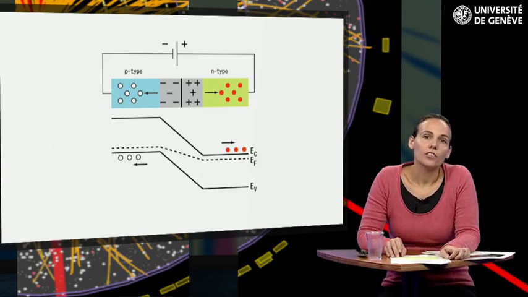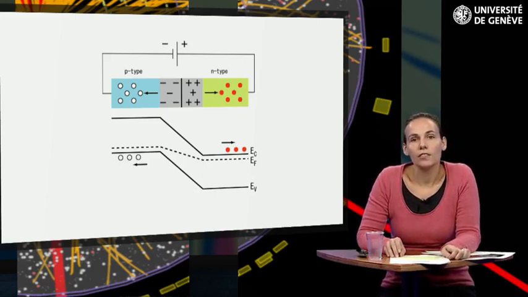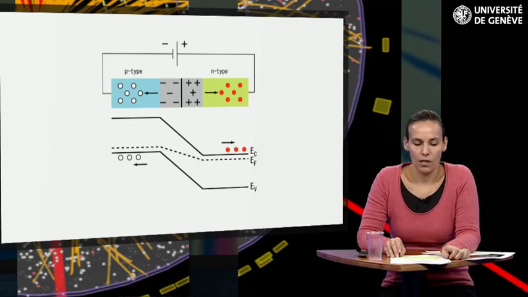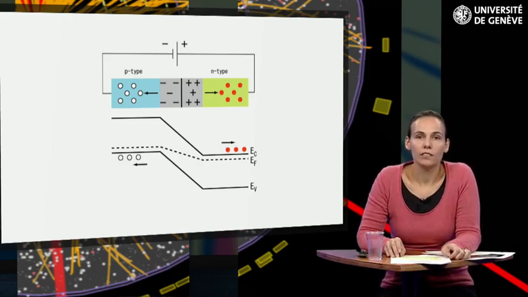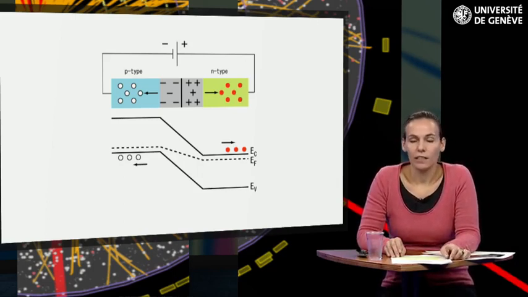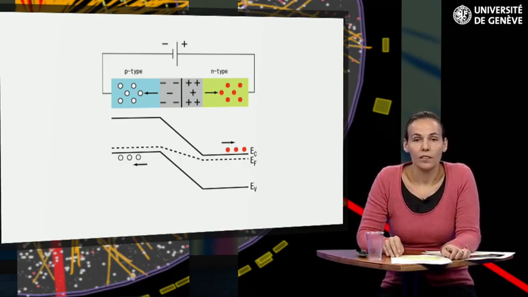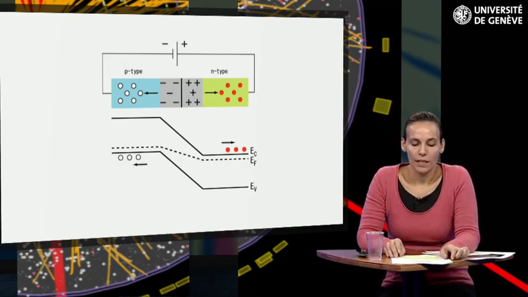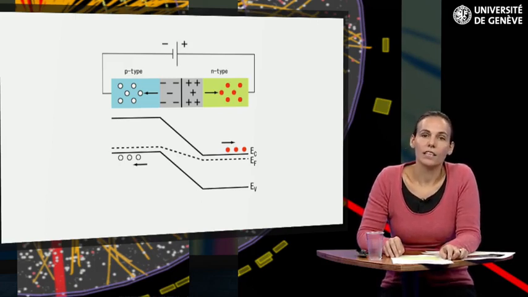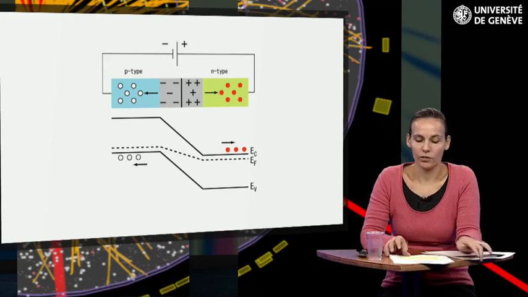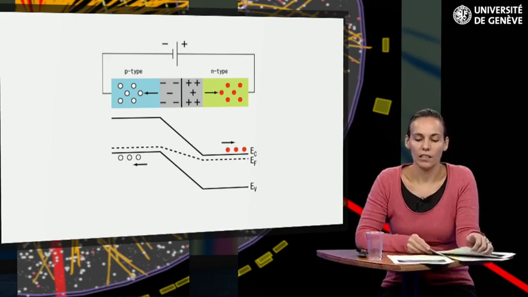Even if the junction is in reverse bias, there is still a small current of the order of nanoamperes through the junction. This is called leakage current, and it is due to the motion of minority carriers, effects of impurity, and surface effects. The time of the electrical signal is of the order of nanoseconds, so semiconductor detectors are as fast as scintillators, which we will discuss in the next video.